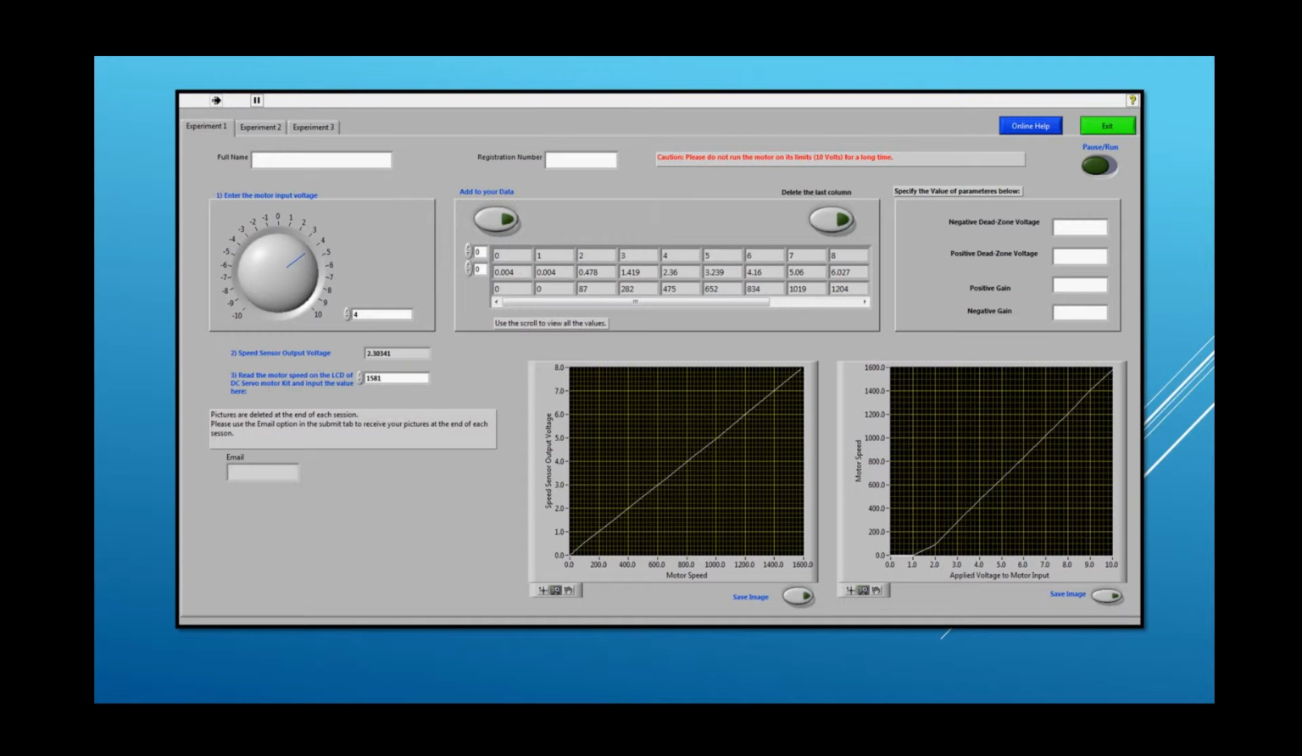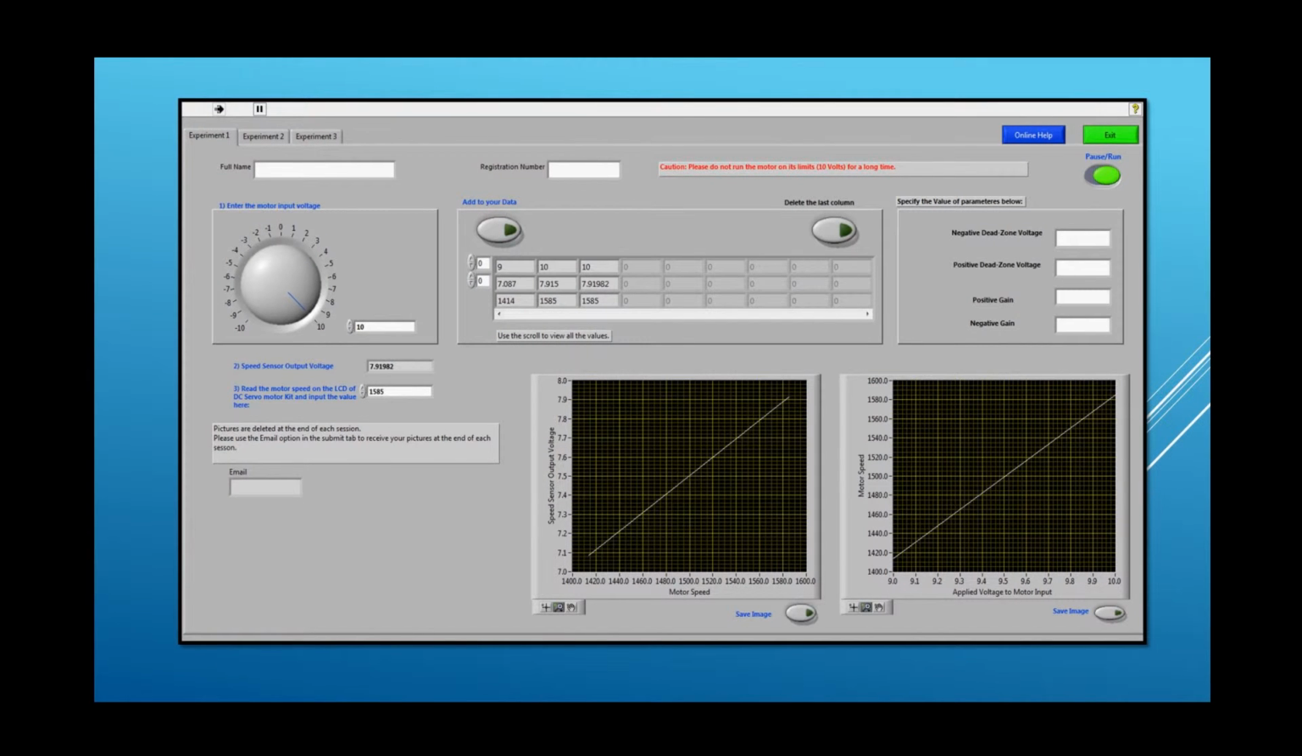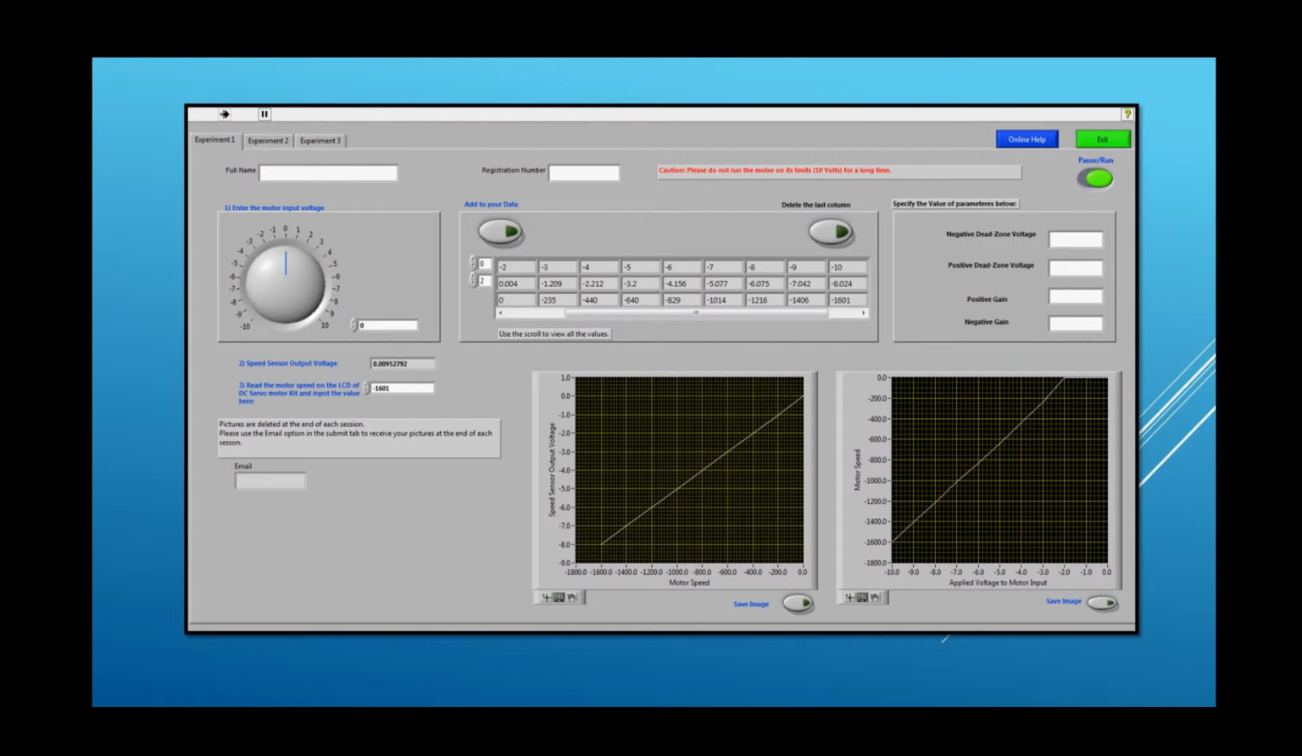We can see that the motor will not rotate when the input voltage is less than 2 volts, and the rotational speed will become faster as the input voltage increases when the input voltage is larger than 2 volts. After the data were collected, two diagrams were plotted automatically. One is motor speed versus speed sensor output voltage. The other is applied voltage to motor input versus motor speed. And then we do the same thing with negative input voltage.